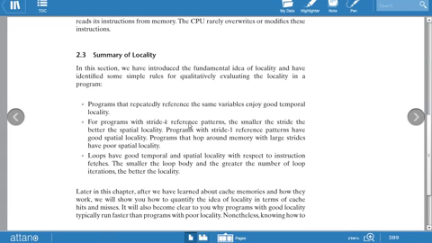For programs with stride K reference patterns, the smaller the stride, the better the spatial locality. That is the main reason why spatial locality uses the successive locations also. Next, loops have good temporal and spatial locality with respect to instruction fetches. The smaller the loop body and the greater the number of loop iterations, the better the locality.